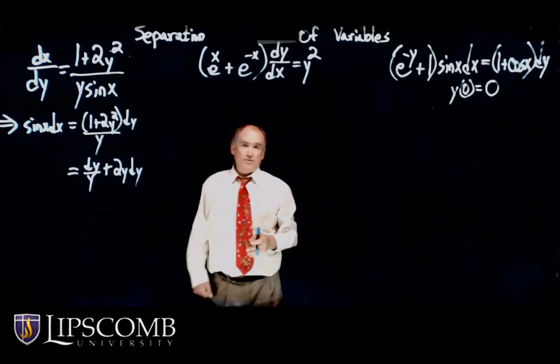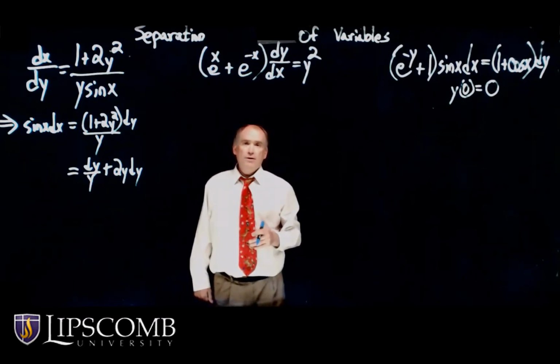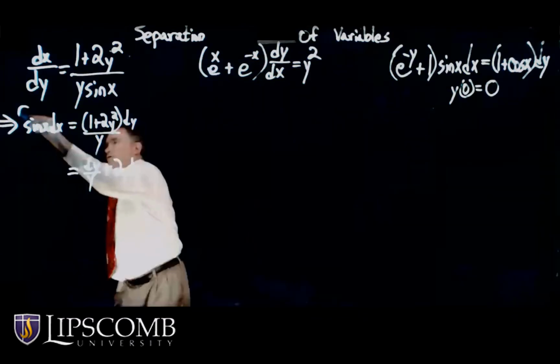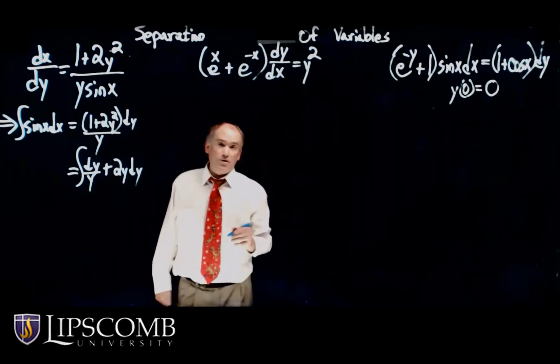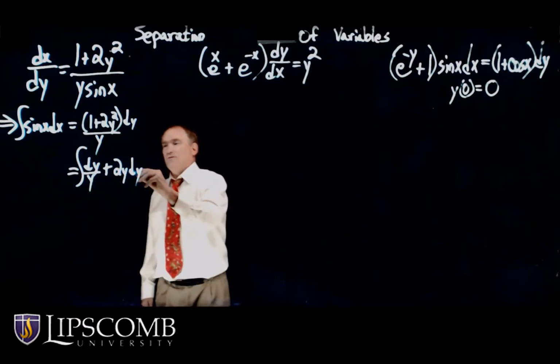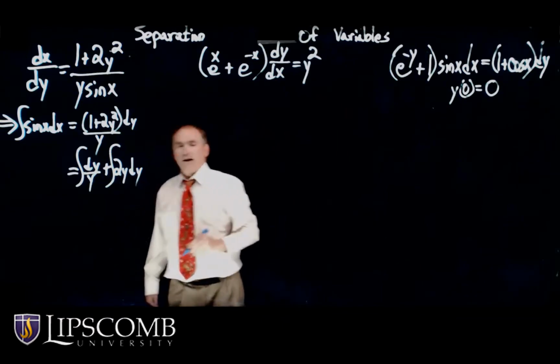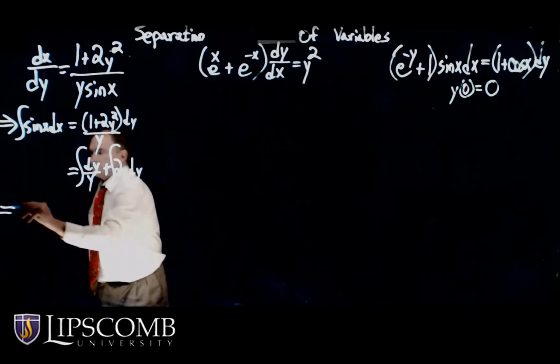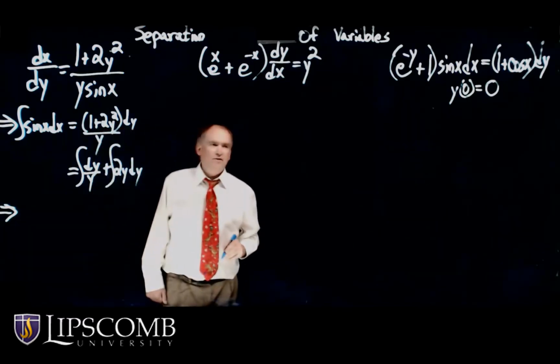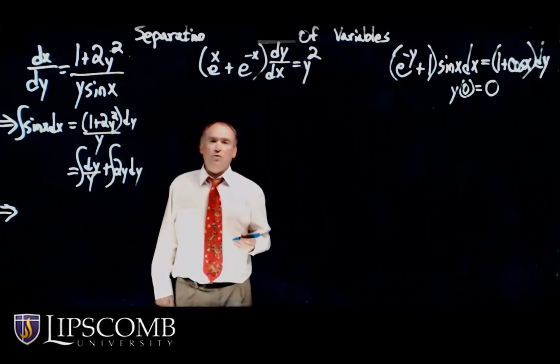Now what can I do? Now that I have the variables separated, I can integrate both sides. Integrate, of course, the integral of a sum is the what? The sum of the integrals. So that's exactly what I can do. So what do I end up with? Well, the integral of sine of x dx, of course, would be what?